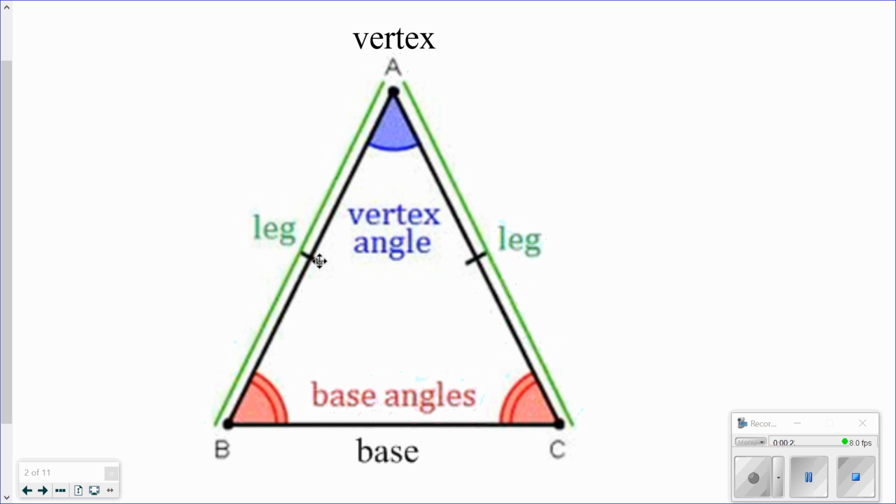The two sides that are congruent are called the legs. So those two sides right there are the same length, called the legs. The third side that is not congruent is called the base. Now this top point that connects the two legs together is called the vertex, and the angle that is created from the two legs is called the vertex angle. Now looking back at the base, the two angles that are created by the legs and the base are called base angles, and these angles are actually congruent. They are the same measure.